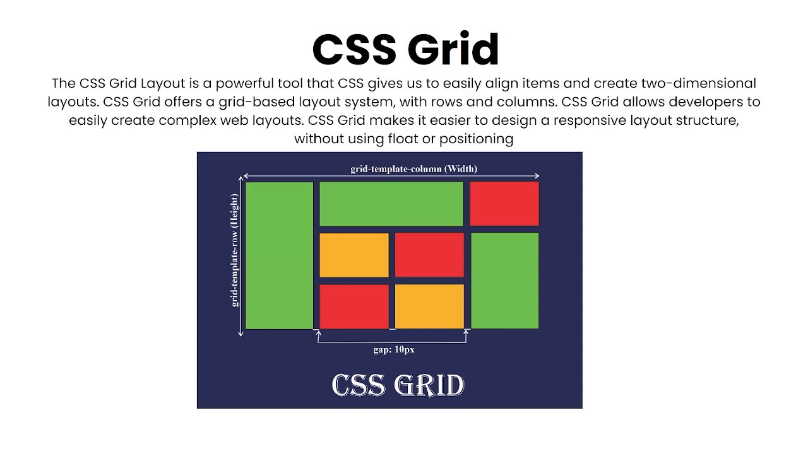Let's dive right in. We're going to be looking at CSS Grid. The CSS Grid layout is a powerful tool that CSS gives us to easily align items and create two-dimensional layouts. The CSS Grid offers a grid-based layout system with rows and columns. CSS Grid allows developers to easily create complex web layouts, makes it easier to design a responsive layout structure without using float or position. Let's take a look.